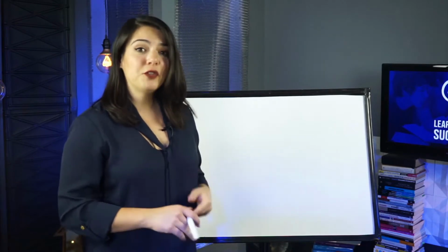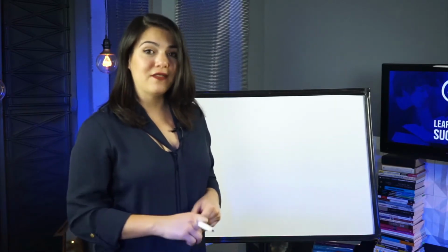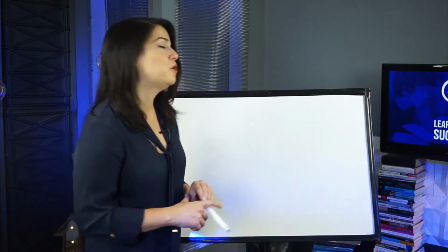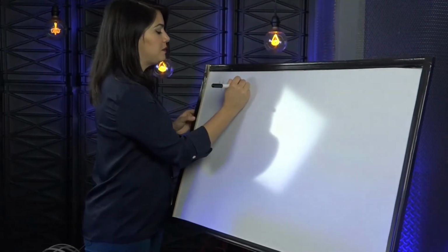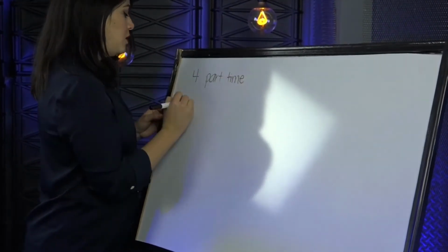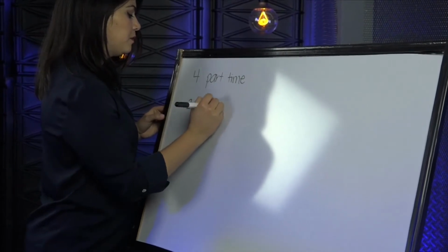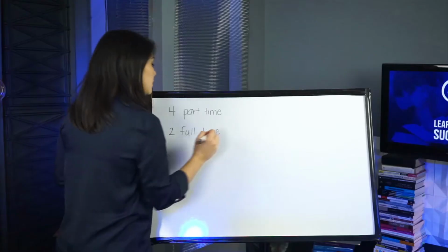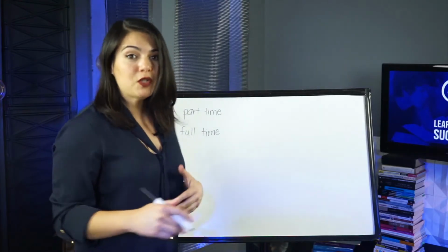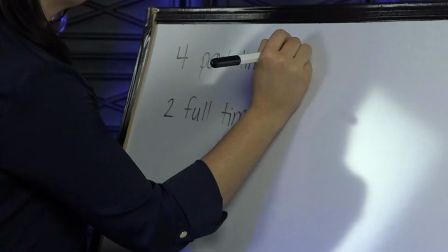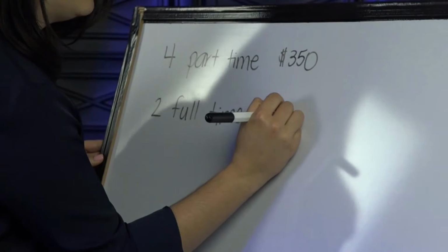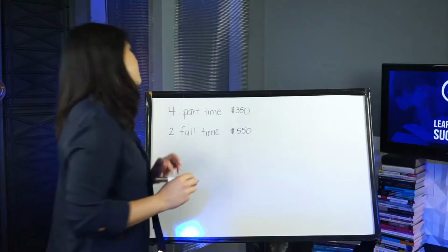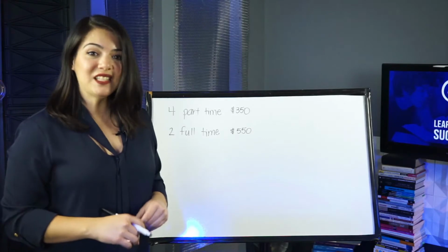So like I said, there are part-time employees and full-time employees. The first step we're going to do is break down the givens. We're going to list all of the givens for the word problem. So we know that there are 4 part-time employees, and we know there are 2 full-time employees. After reading the word problem, we also know that part-time employees make $350 per week, and full-time employees make $550 per week.